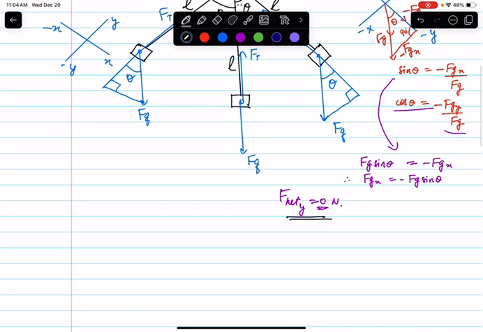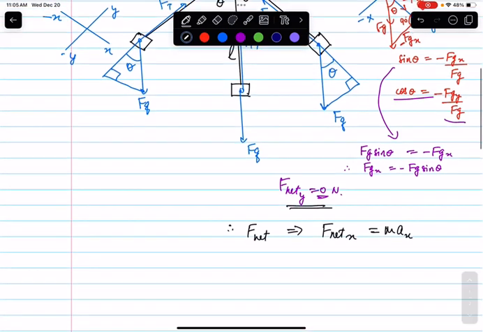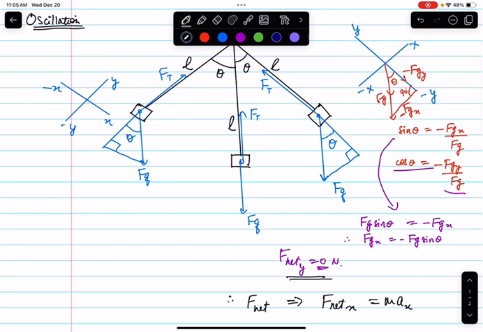So therefore the net force is just going to come from the net force in the x direction. And this net force in the x direction, by using Newton's second law, is mass times acceleration in the x direction. Now, if we see carefully, the only force that's going to be acting in this x direction is this Fgx force.